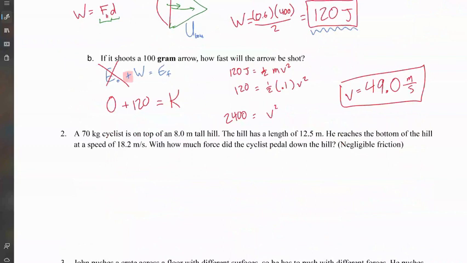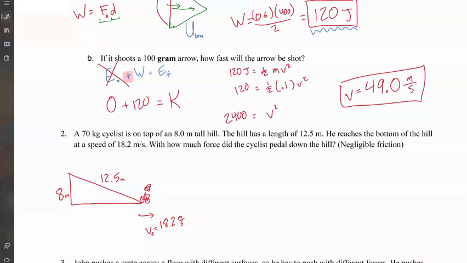Okay, next problem. 70 kilogram cyclist is on top of an 80-meter tall hill. Hill is a length of 12.5 meters. Or I'm sorry, 8-meter tall. 8-meter tall hill has a length of 12.5 meters. He reaches the bottom of the hill at 18.2. There's our cyclist. Whee! Happy. He's got a helmet on. Don't worry. He has a velocity of 18.2 meters per second at the bottom. So I'm going to call that final because that's at the bottom.